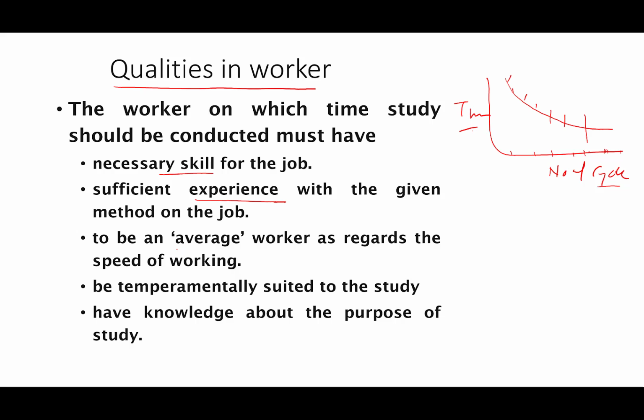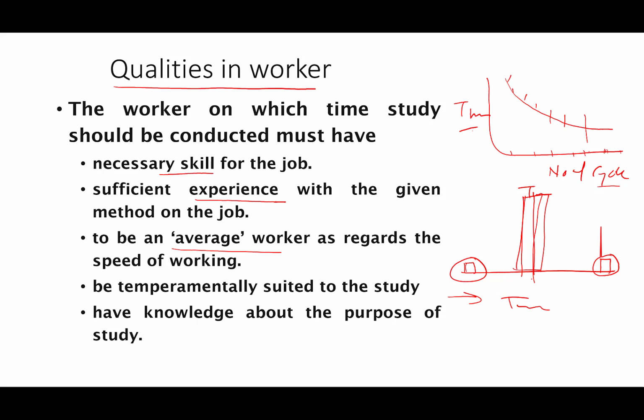Then the worker has to be average. This is very important. This is a hypothetical thing, although a few workers may be taking a longer time. Say this is the time. Few workers may be taking very long time, and few workers may be taking very short time, and there may be many workers who are taking some average time value. So if we go in this way on the time scale, very less time by few workers, and very long time by few other workers, and average time by most of the workers.